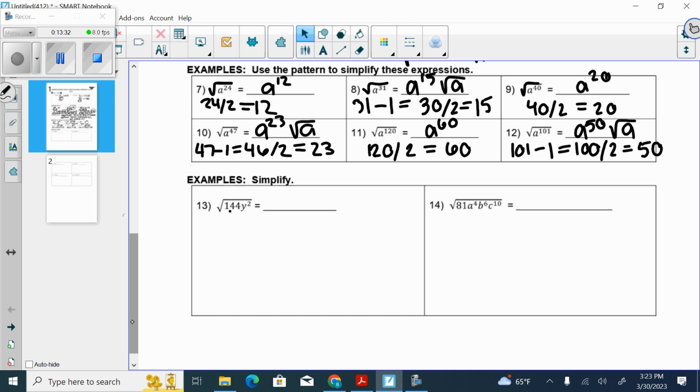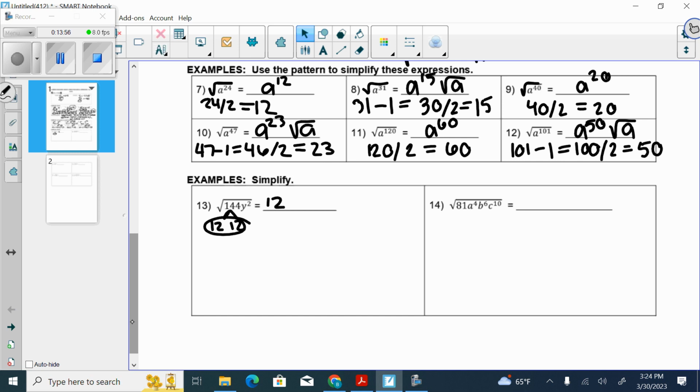So my first value underneath here is a number, 144. So I can break that down, but first we think, is there a perfect square root of 144? What is it? 12. So I get to go ahead and just take out a 12 because it's 12, right? This would be like 12 and 12. It's a pair, no leftovers, right?